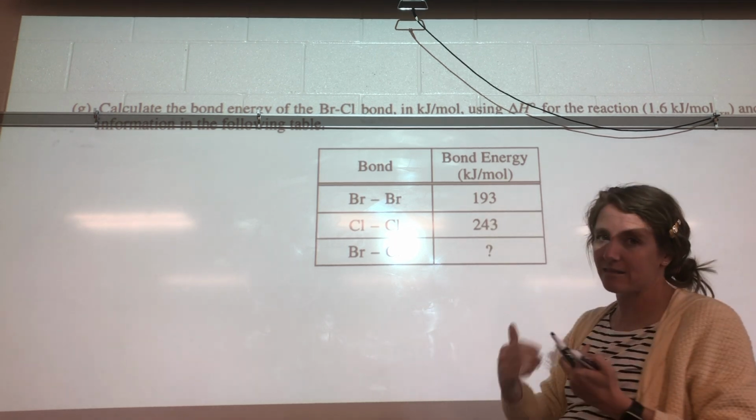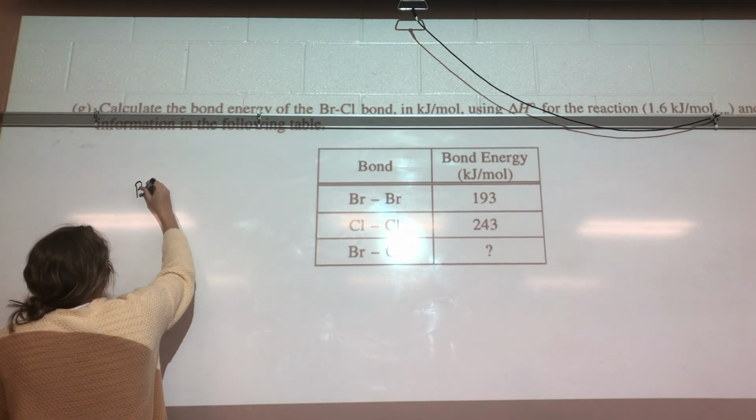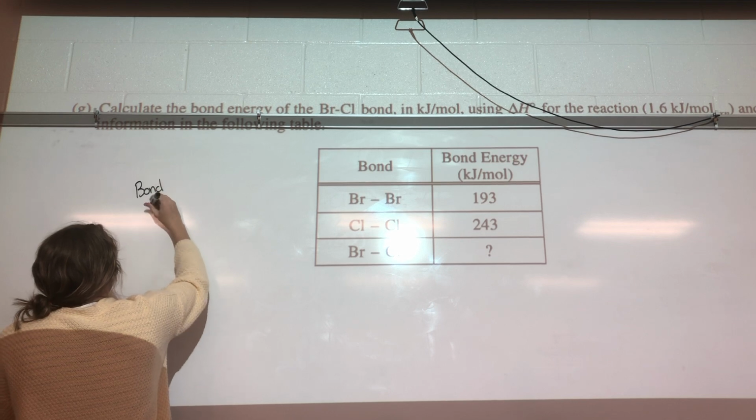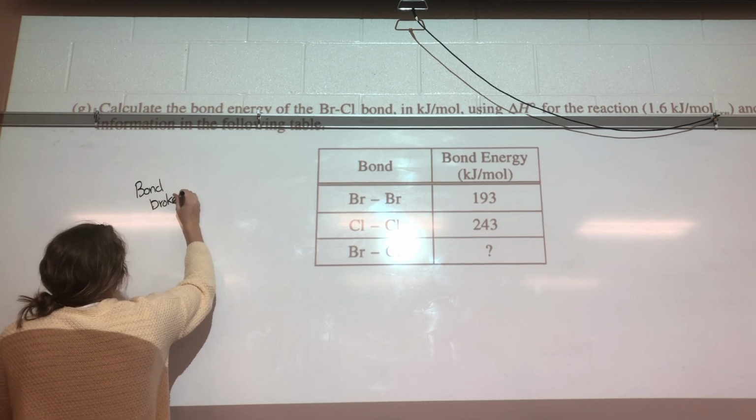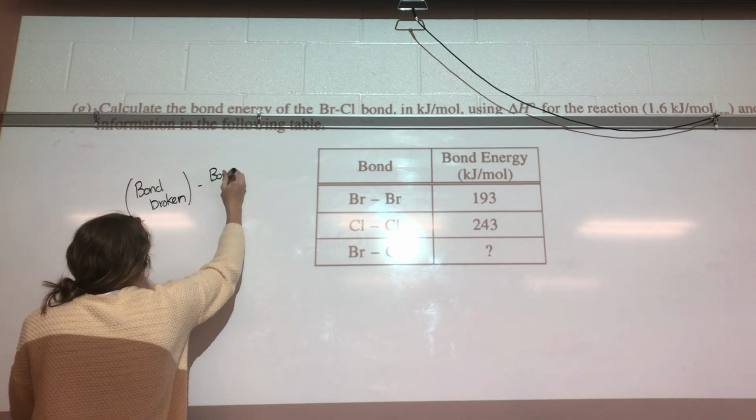So bond enthalpy is calculated as bonds broken minus bonds formed. You add up all the bonds that get broken and subtract the bonds that are formed.